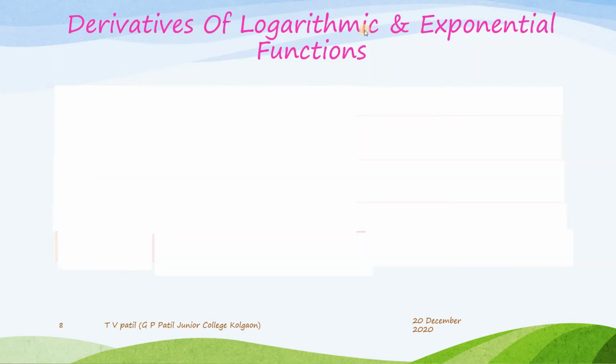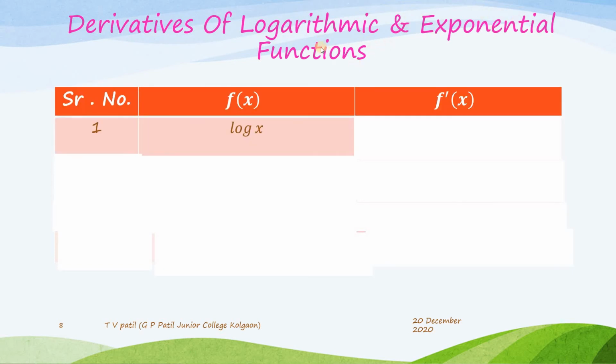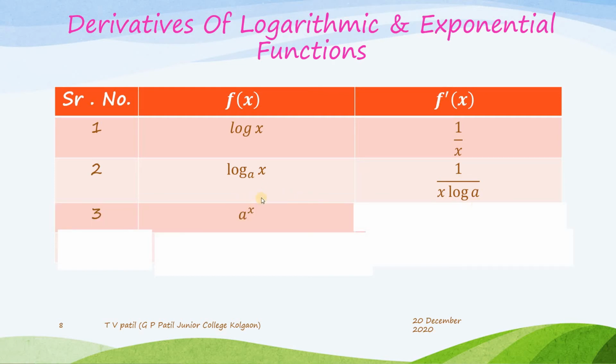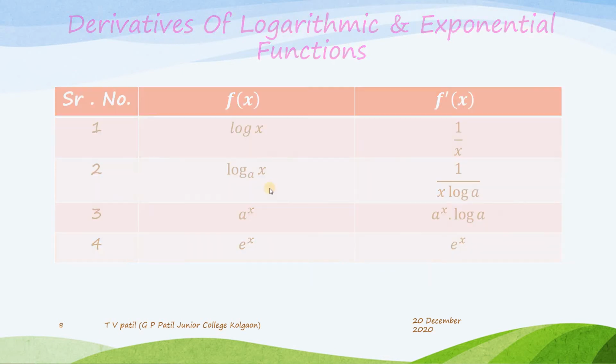Now the third one, derivatives of logarithmic and exponential functions. These are again, let's take them a bit fast. Next we have to look at the first topic, derivative of composite function. What is the derivative of log x? 1 upon x. Log of x to the base a means 1 upon x into log of a. A raised to x gives a raised to x into log a, and e raised to x gives e raised to x. These are the main basic formulas for the derivative.